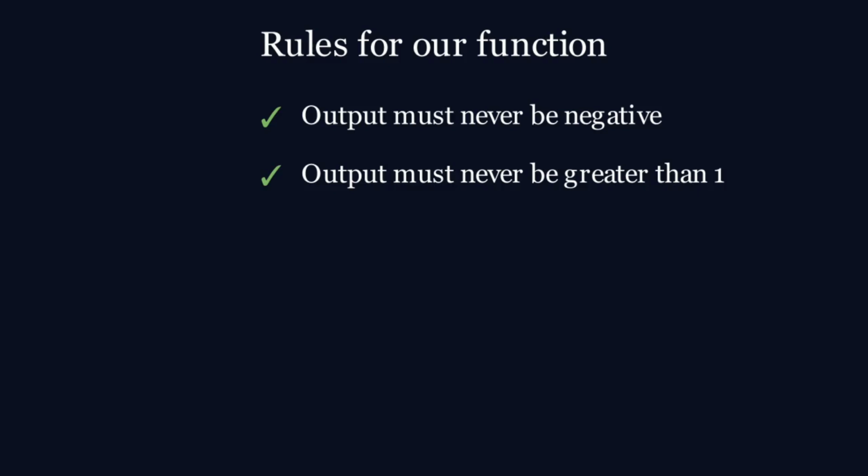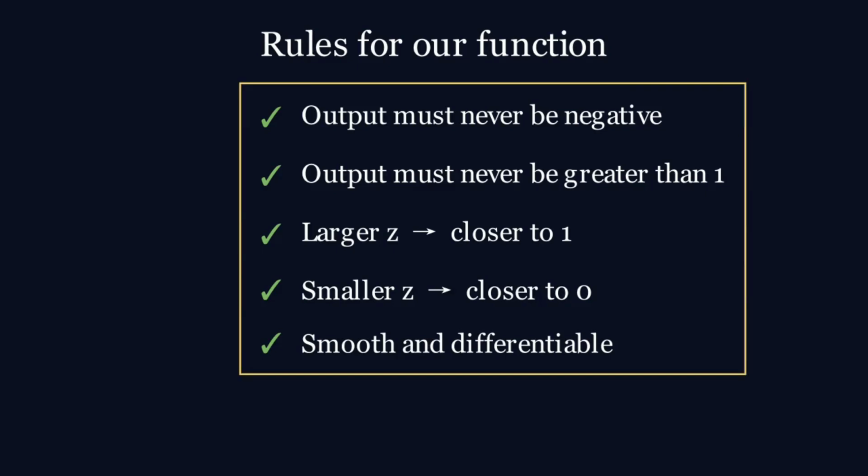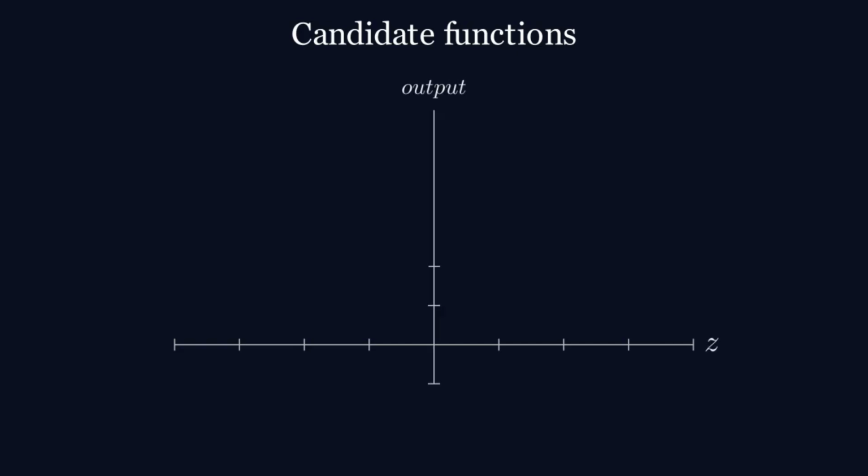But there's another requirement. Remember the score from before? A larger score means the cell looked more suspicious, more likely to be malignant. A smaller score meant the opposite. That information is valuable. We don't want to throw it away. So larger scores should move us closer to 1, and smaller scores should move us closer to 0. And one last thing, we're eventually going to train this model, which means making tiny adjustments again and again. To do that, our function should be smooth. No sudden jumps, no sharp corners, just a gentle curve. Now let's see our candidates.